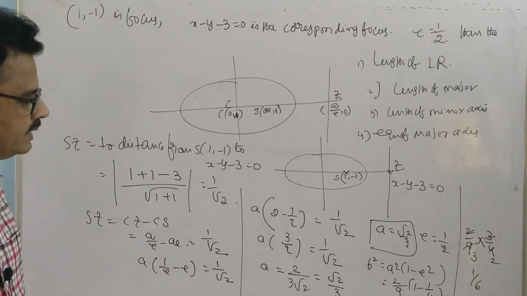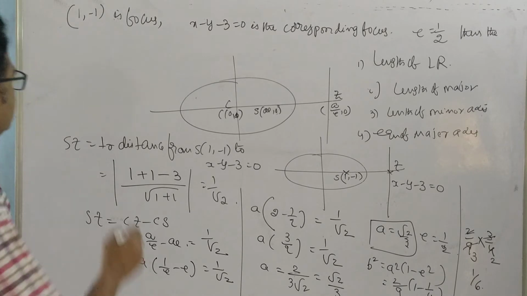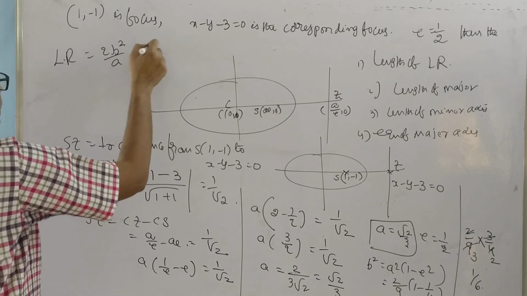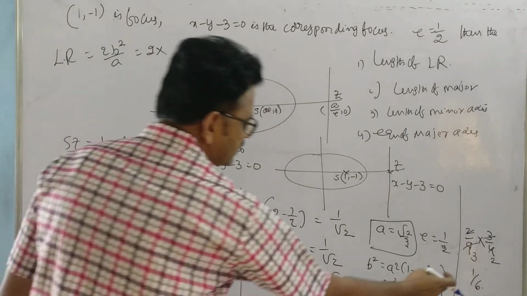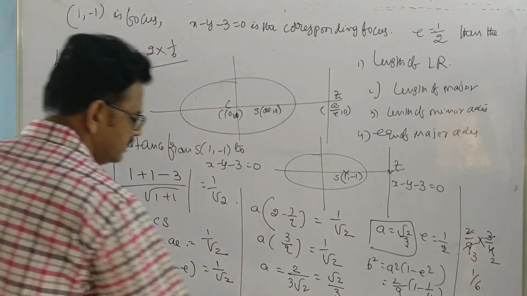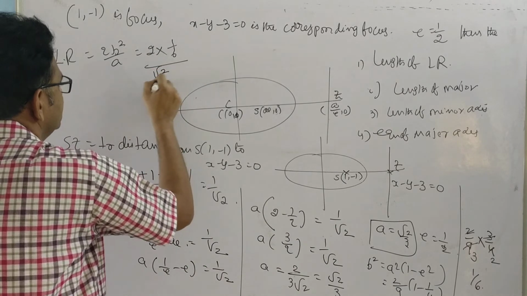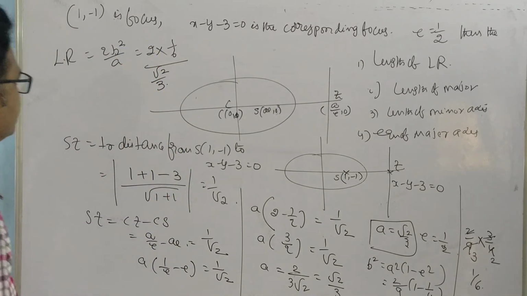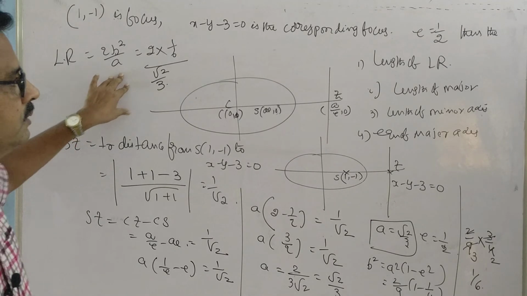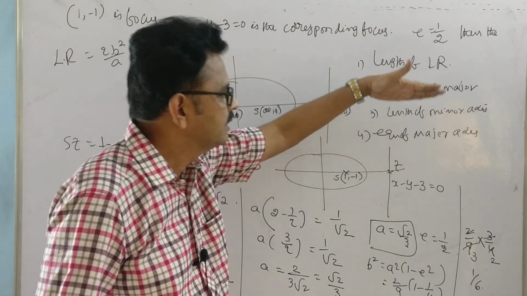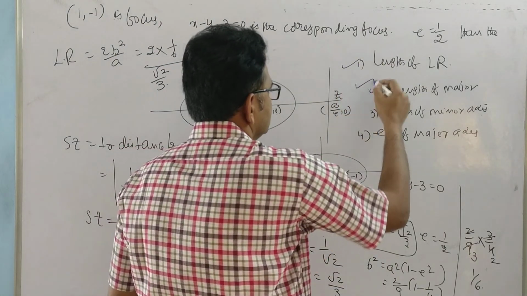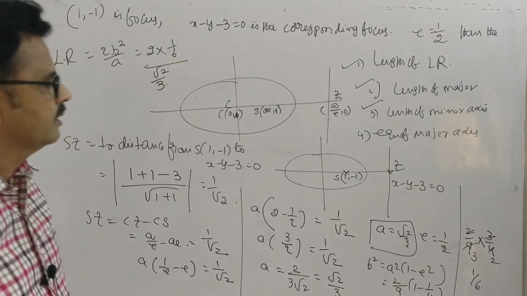So the length of the latus rectum equals 2b²/a, that is 2 into 1/6 divided by a, where a is root 2 by 3. This is the length of the latus rectum. The length of the major axis is 2a, and the length of the minor axis is 2b. So you have got all these results, you can just write them down.